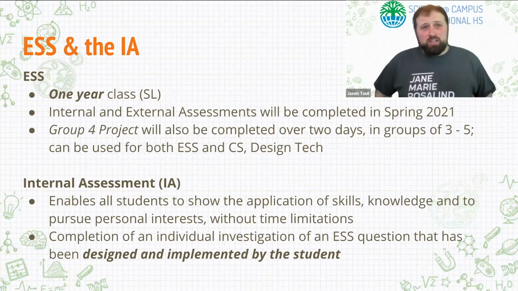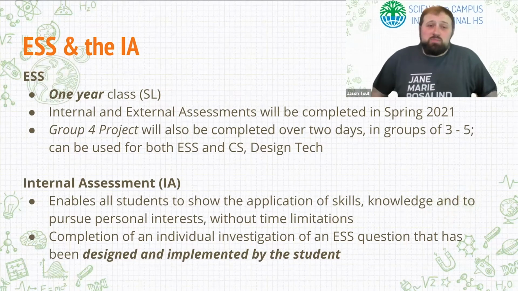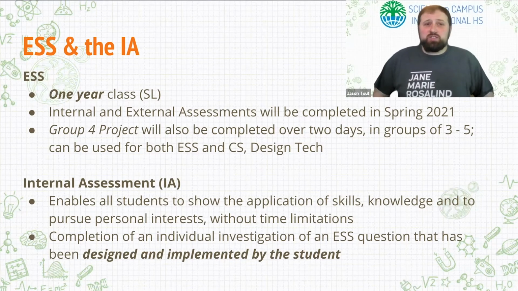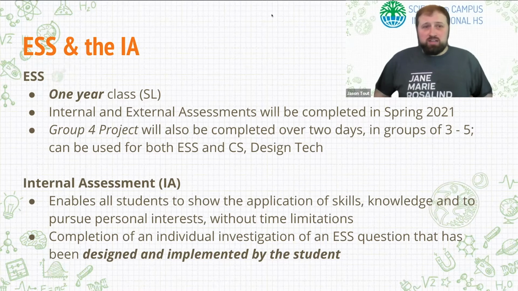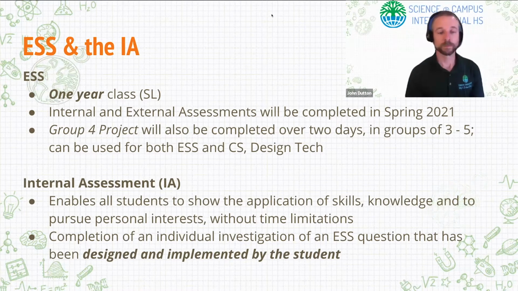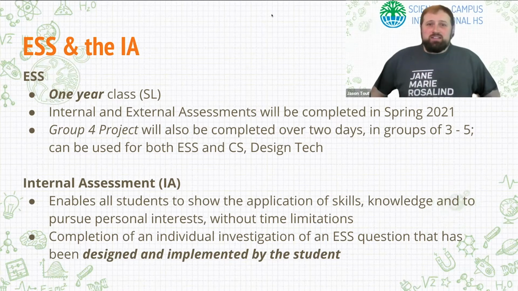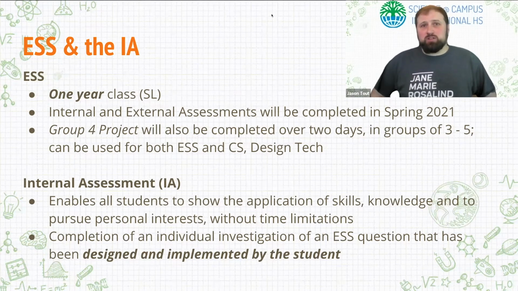ESS is a one-year class, which means we are going to move at light speed. There is a lot to cover, and you are going to be preparing for an external assessment while you design your own internal assessment, and you will be completing a group 4 project with partners. Your IA, or internal assessment, is essentially your own experiment where you get to explore a topic of your choosing and design and implement an experiment to learn more about it.